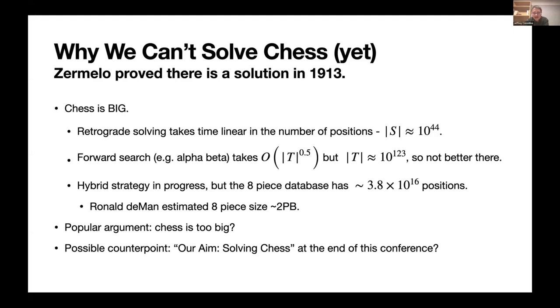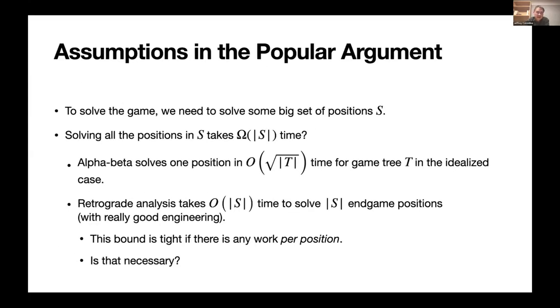So I don't fully agree with that. I think we can be smarter than that. Poking at this popular argument, the general assumption is that when we're solving the game, we need to solve some big set of positions, and the time to solve that is going to be at least proportional to the number of positions. We have alpha-beta, which solves in a square root, but that's of the game tree size, and that's still just for one position. It doesn't guarantee we're going to solve all the positions we visit.